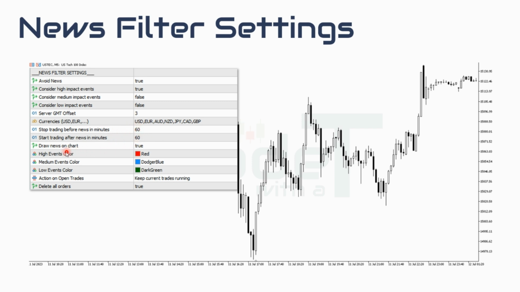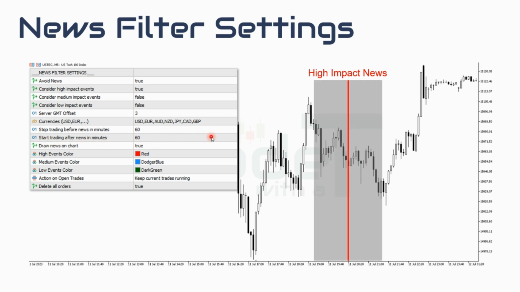And finally, you have the option to draw or not the news on the charts with different colors for high, medium, and low. Before talking about the last two settings, let's give you an example of what's happening. Let's say we have an impact news right here, and we decided to stop trading 60 minutes before and start trading 60 minutes after. So basically, the 60 minutes before and 60 minutes after are a no trading zone.